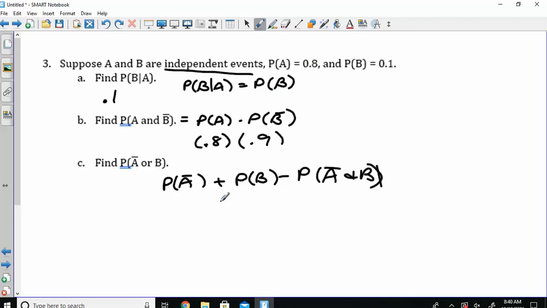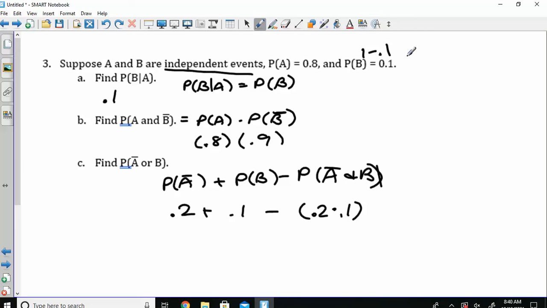Sarah, are you with me? Okay, probability of not A. So if A is 0.8, the probability of not A would be 0.2. Probability of B would be 0.1. How would I find the probability of not A and B? Multiply. So you just have to do your 0.2 times 0.1. And then you should get your final answer there.